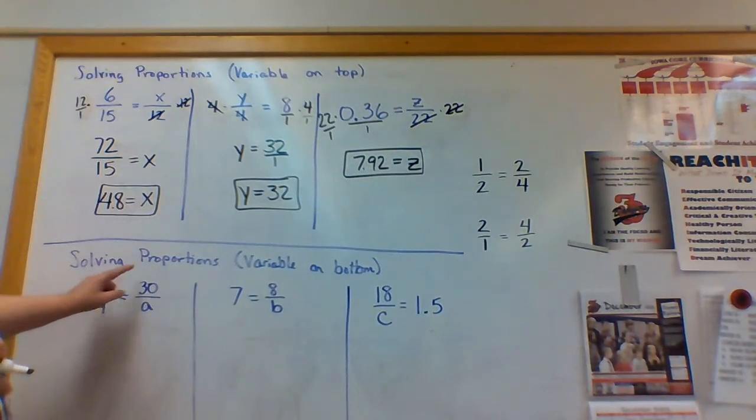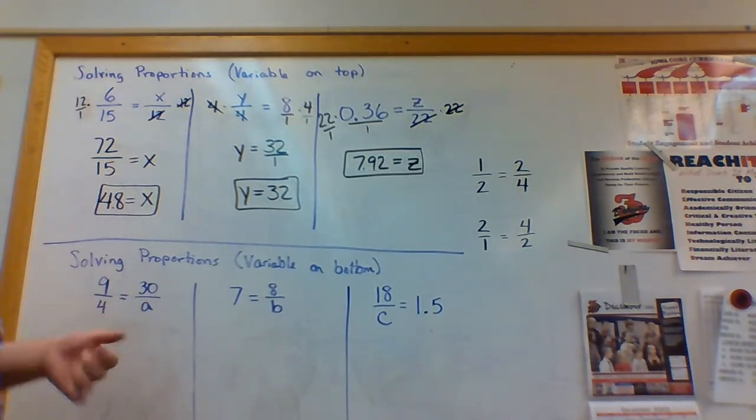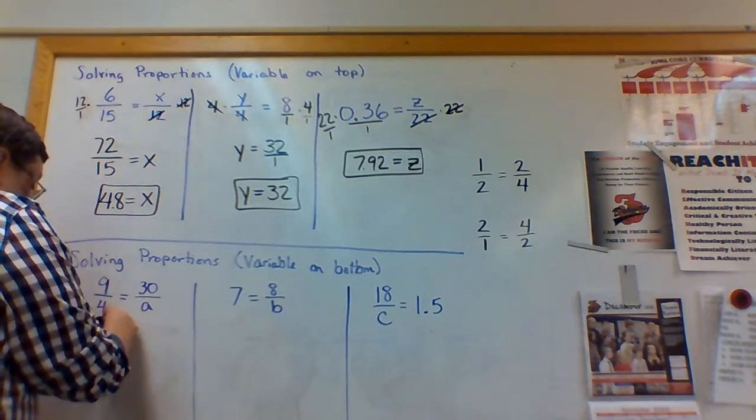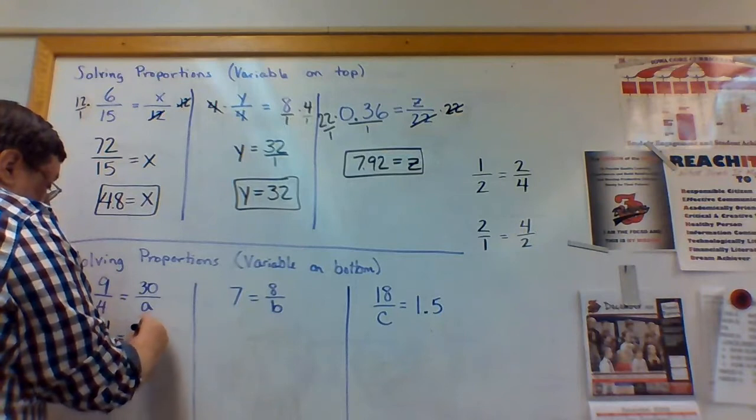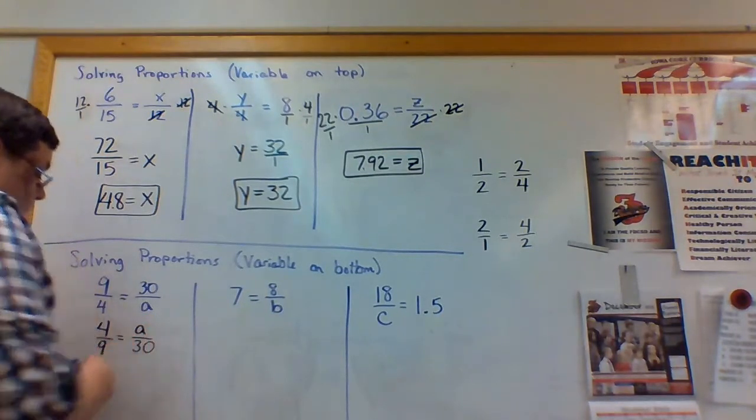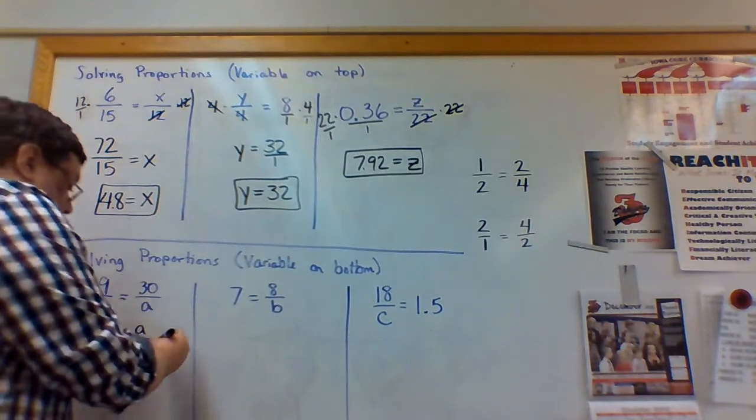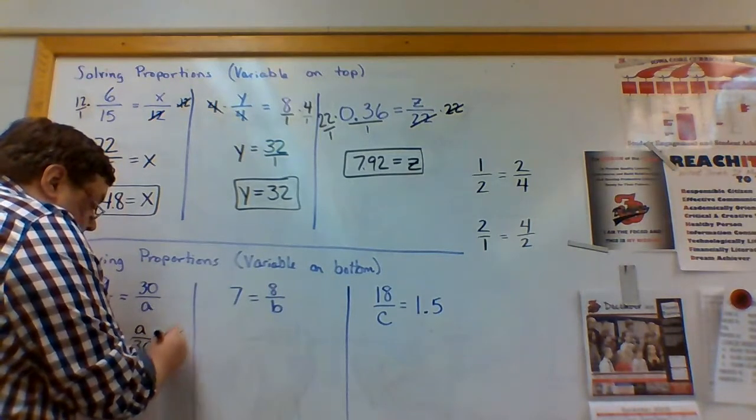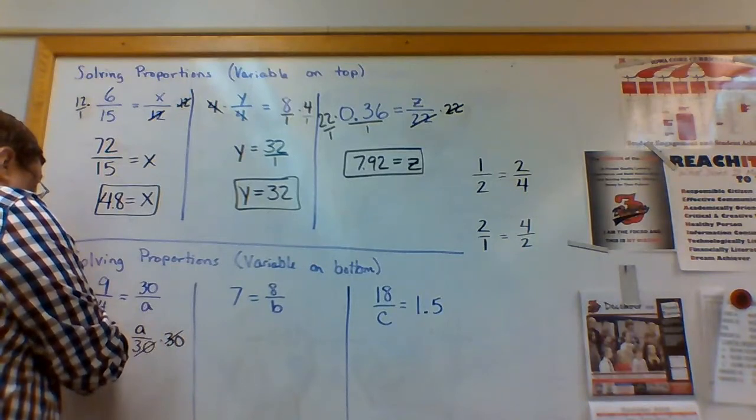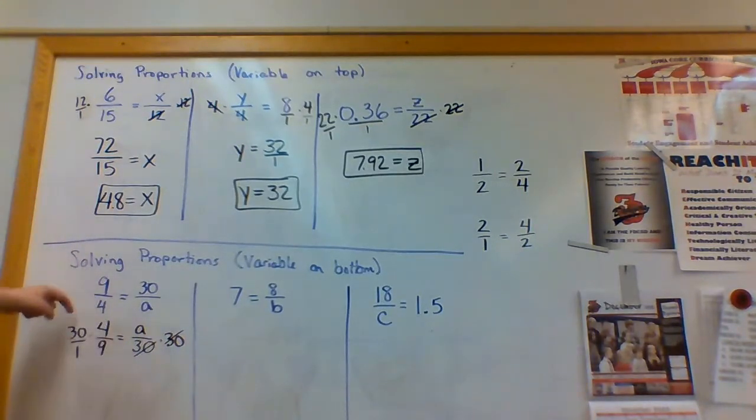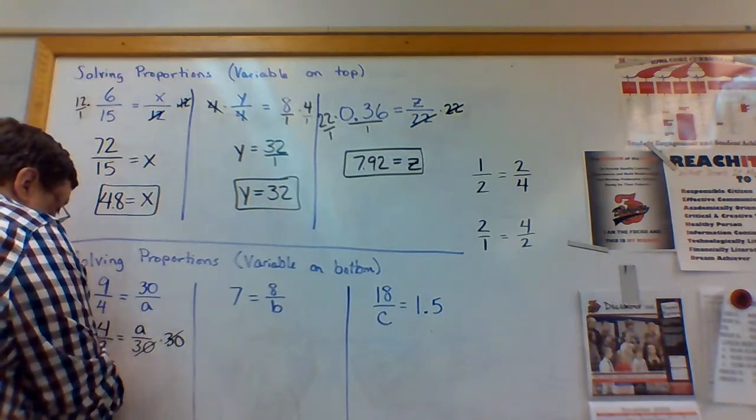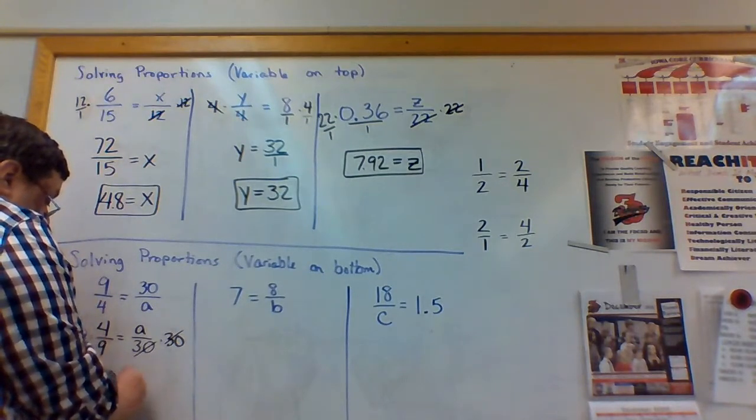9/4 equals 30/a. First step is we're going to make the reciprocals of them. So I'm going to make this 4/9 and a/30. I flipped this one, and to keep it equivalent, I have to flip this one as well. And now it's just like the ones we were doing earlier. I want to get rid of this divide by 30, so I'm going to multiply by 30 on each side. So times 30, times 30. Now I put that 30/1 so that I can go straight across the top. 30 times 4 is 120, and 1 times 9 is 9.